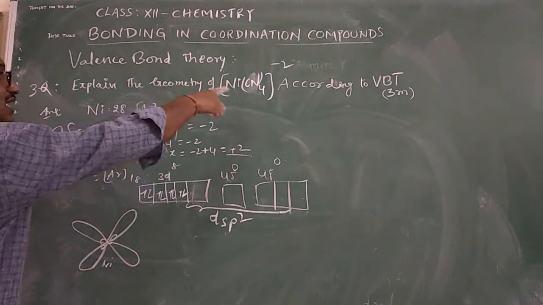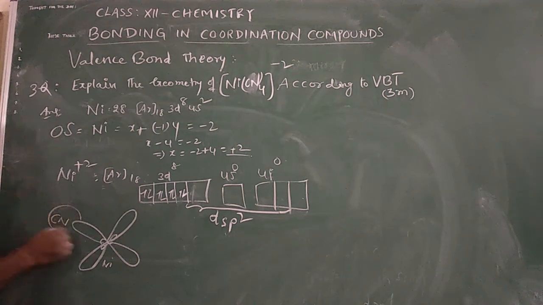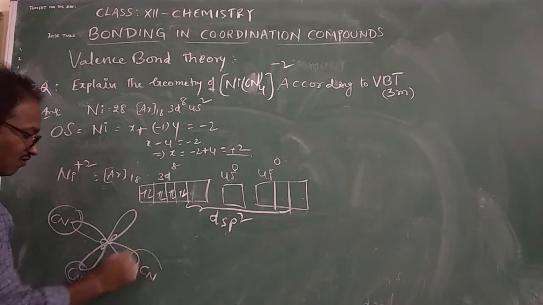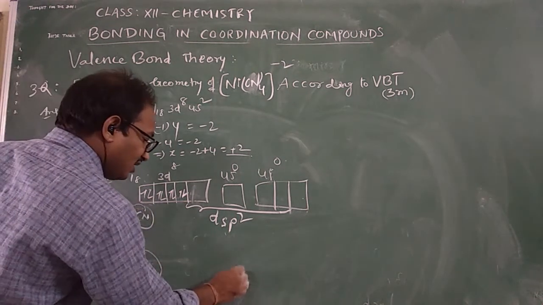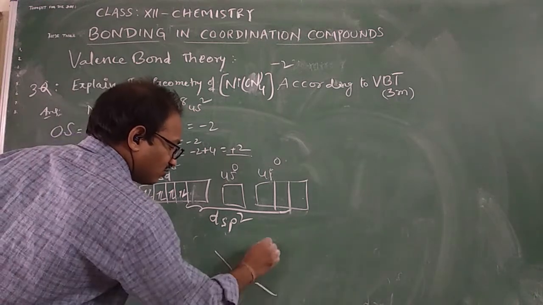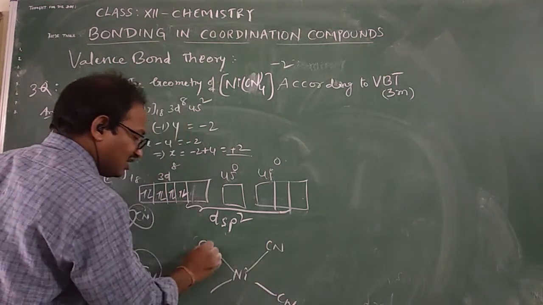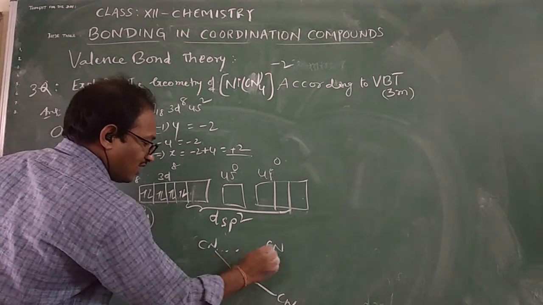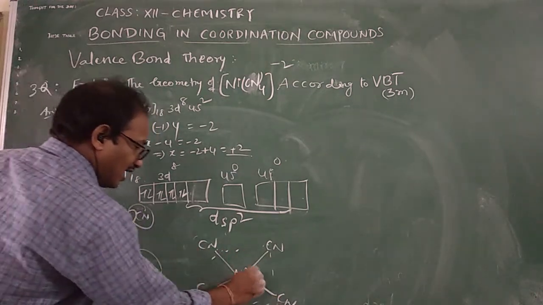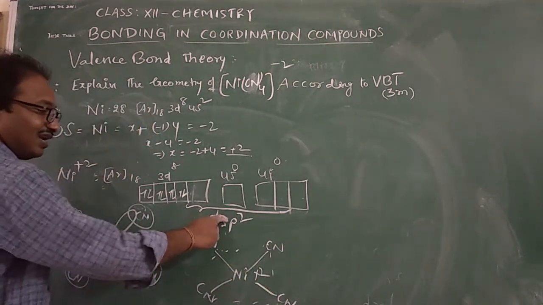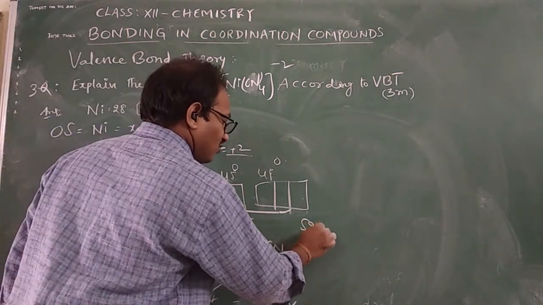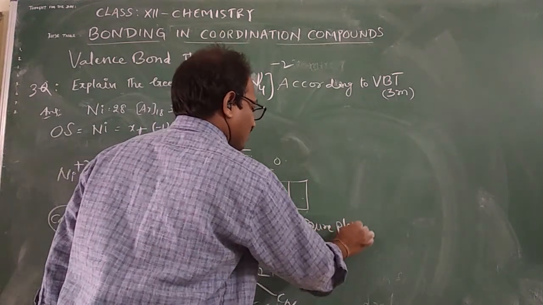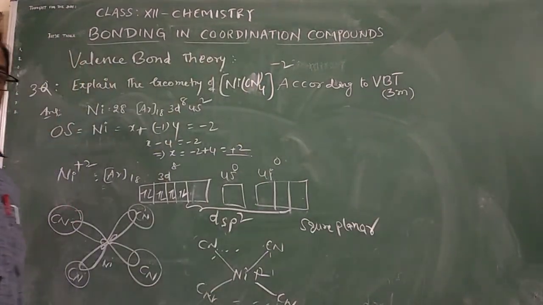Next we bring the CN. Cyanide donates a lone pair of electrons and forms a coordinate bond. Now the shape will be square planar. This is the structure of Ni(CN)4 2 minus. Whenever dsp2 hybridization is there, you are definitely going to get a square planar compound.